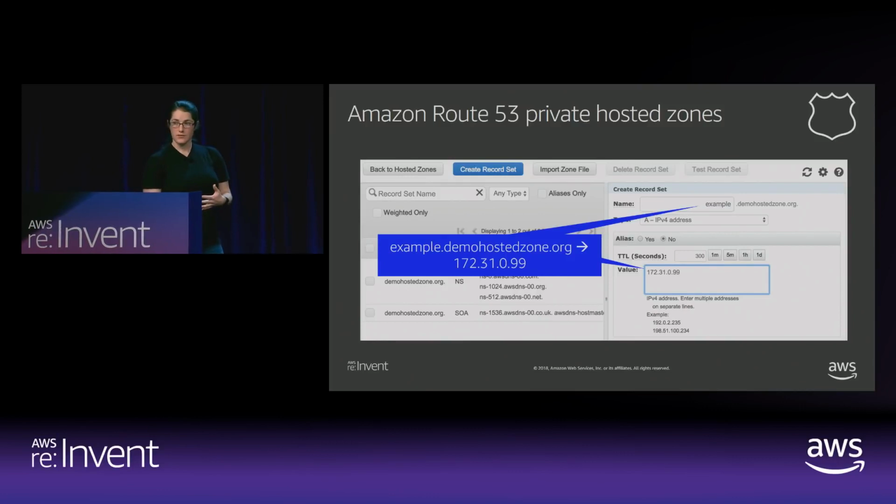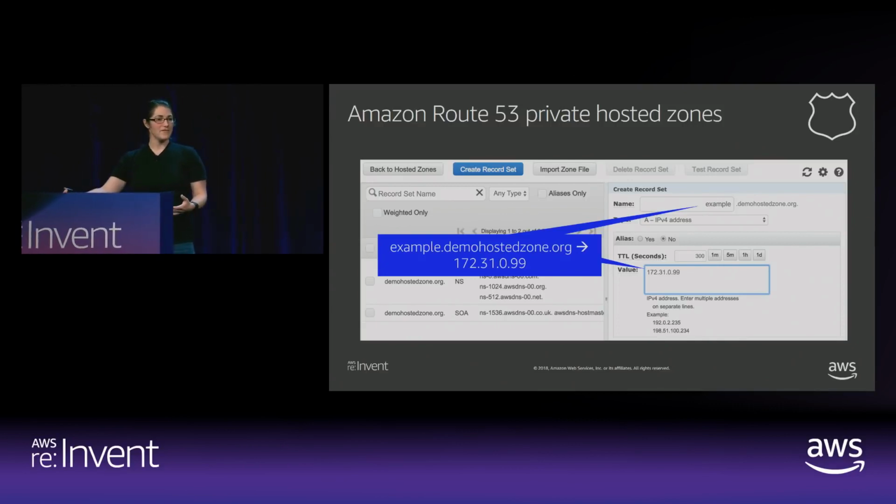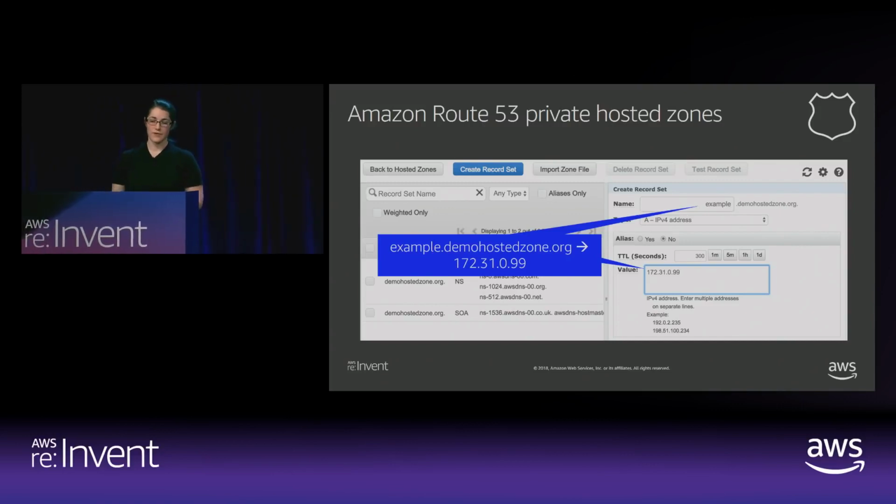With Route 53, which is our managed DNS service, you get the ability to take over a zone in your VPC. So in this example, I've made example.demohostedzone.org resolve to one of the private IPs in my VPC. If I'm outside my VPC and I try and resolve that DNS name, it'll resolve to one thing. When I'm inside my VPC and I resolve that DNS name, it'll always resolve to that private IP address. And so you can set up some pretty cool stuff with this.